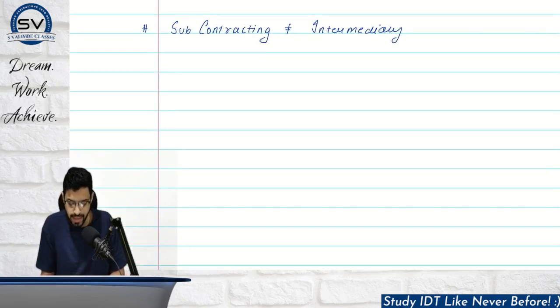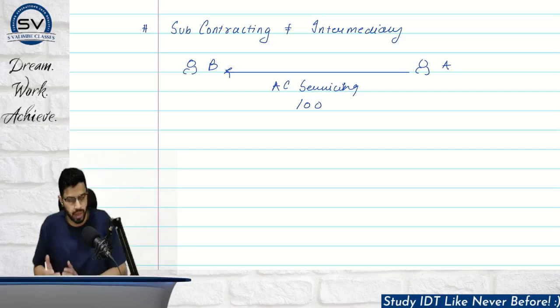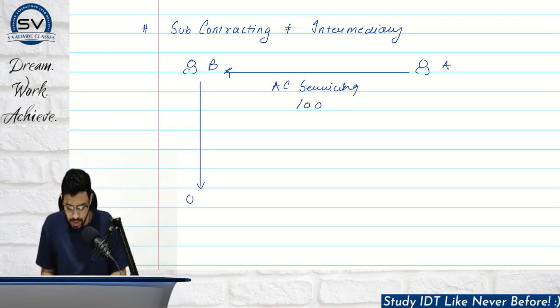See, what is subcontracting? Let's say this is one person, Mr. A, and this is one person, Mr. B. A gave a contract to B with respect to AC servicing. Let's say 100 units of AC were to be serviced. B feels that I cannot alone do servicing of 100 units, it is practically impossible, I have shortage of labor. So let's say tomorrow B calls Mr. Ramesh and says that I am subcontracting you work with respect to AC servicing of 60 units. I will do 40 and you do 60. So here subcontracting is happening.